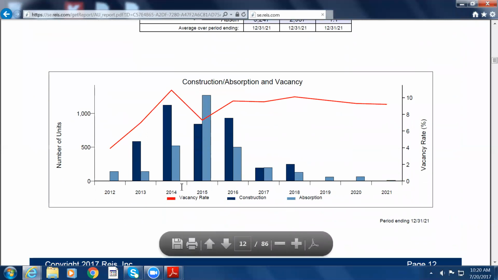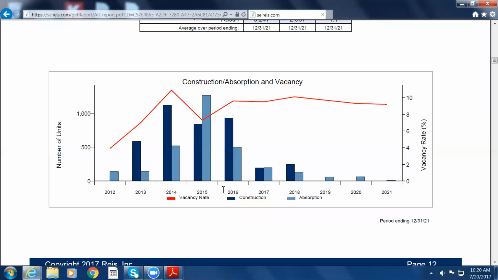This last section here is really just showing you what the vacancy rate looks like with construction in a particular time frame. So if we look at the current quarter, vacancy rate here is in red, about 10% it looks like. And then if you jump down here, you'll see the construction and absorption within that year.